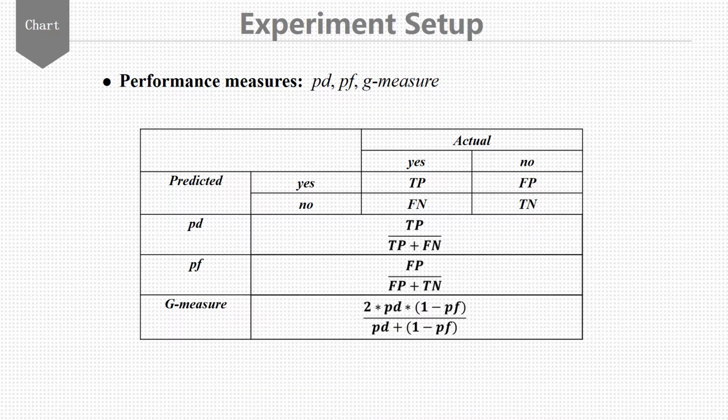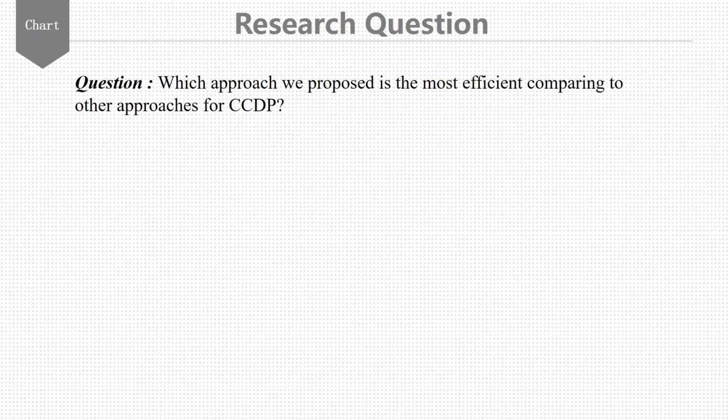In the experiment, we employ 3 commonly used performance measures, including PD, PF, and G-measure. We try to find answers to 2 research questions.